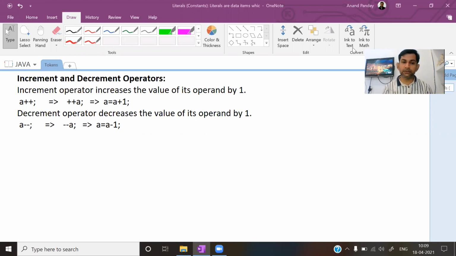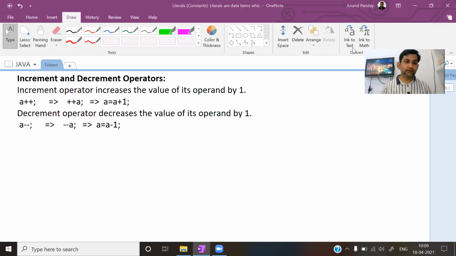Today I am going to discuss increment and decrement operator. In this video I will discuss increment decrement operator and ternary operator. These two operators are left, so today in this video I will try to finish these two operators. Okay, so you can see on the screen I have written this definition.